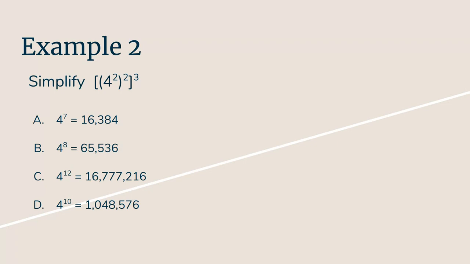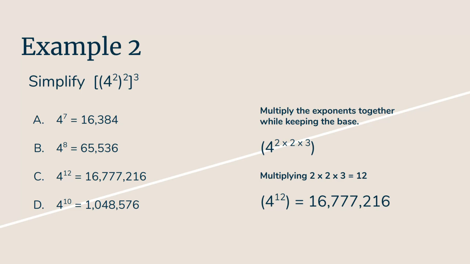Try our second example now that you've seen the first, and once you have your answer, submit it into Edpuzzle. The answer that you should have gotten was C. You have to multiply your exponents together while keeping the base. So you're going to have 4 to the 2 times 2 times 3. When you multiply 2 times 2 times 3, you get 2 times 2, which is 4, times 3, which is 12. And then you get 4 to the 12th, which is 16,777,216.